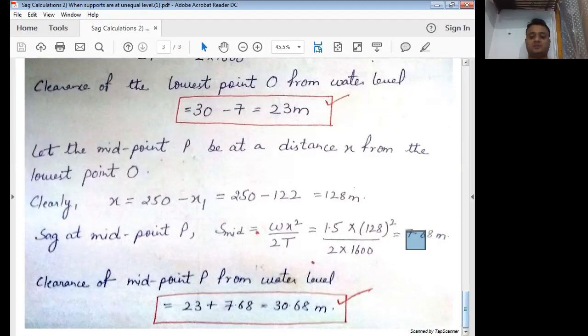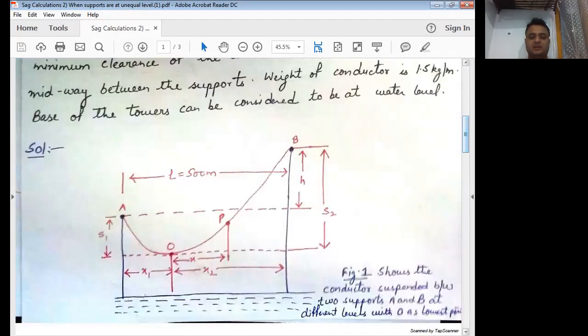So in this way, the numerical is solved. By looking at the numerical, in the second step we have to calculate this whole distance. This whole distance can be calculated if this distance is already calculated plus this distance, which is the sag we are calculating. The distance between the tower spot, this point P, and the lowest point on the conductor is the sag. This distance plus this distance is the total distance between the middle point on the conductor and the water level. Thank you guys.